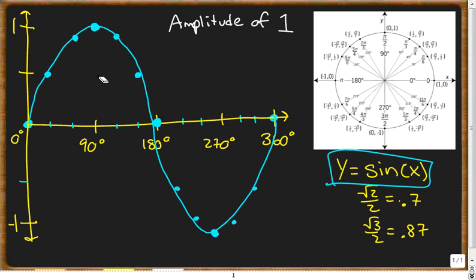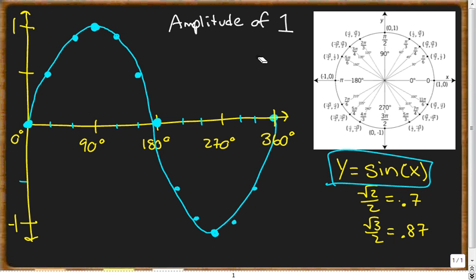There are two ways you can think about it. You can do your max minus your min and divide it by 2. It's another way to figure out what your amplitude is.